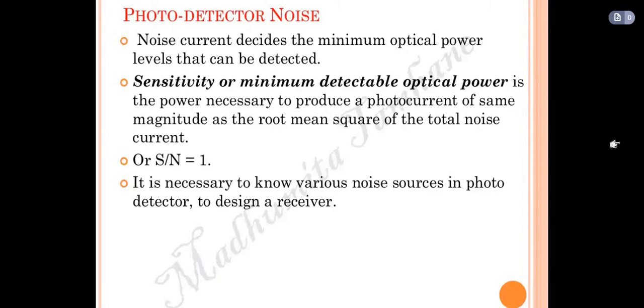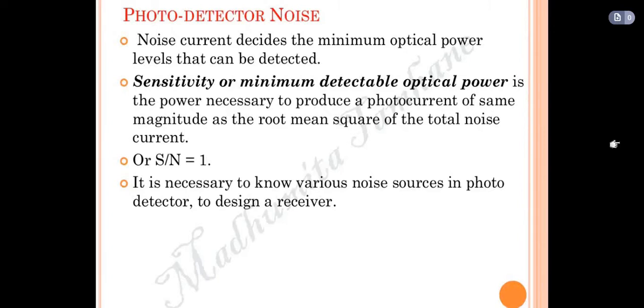Next thing, the sensitivity. How to get the sensitivity, students? Sensitivity, or the minimum detectable optical power, is the power which is necessary to produce a photocurrent of the same magnitude as the root mean square of the total noise current. The total noise current also needs to be considered, or the SNR needs to be 1. That means whatever the signal power and the noise power are, the ratio must be 1.